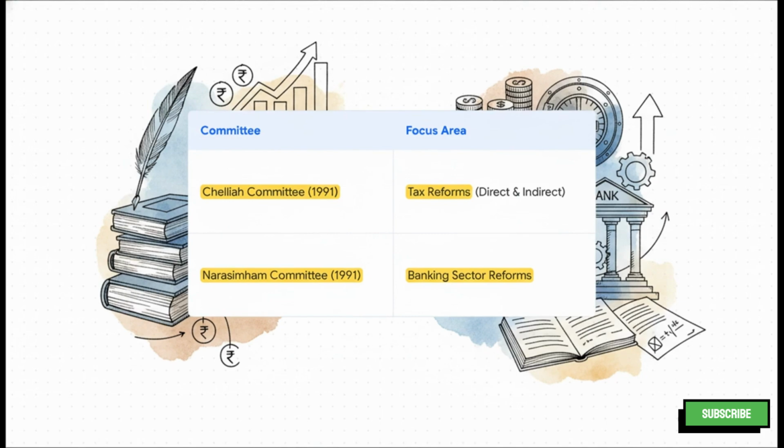The Raja Chelliah Committee, formed in 1991, was focused on tax reforms. Now, to avoid a common point of confusion, remember that in the same year, 1991, the Narasimham Committee was also formed, but its focus was on banking sector reforms. This slide clearly shows the difference between the two.